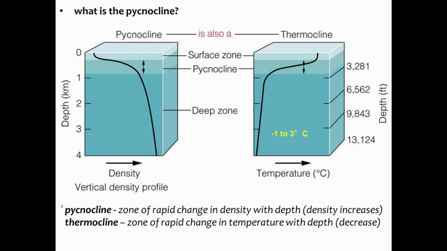We also find that the pycnocline is very closely tied to the thermocline. Cline just means that we're seeing a change in things. The thermocline here is a zone of rapid change in temperature with depth. In this case, we see temperature decreasing. And this makes sense. We know that the saltier and colder the water is, the denser it's going to be. So as we have this rapid change in temperature, we see a matching rapid increase in density.